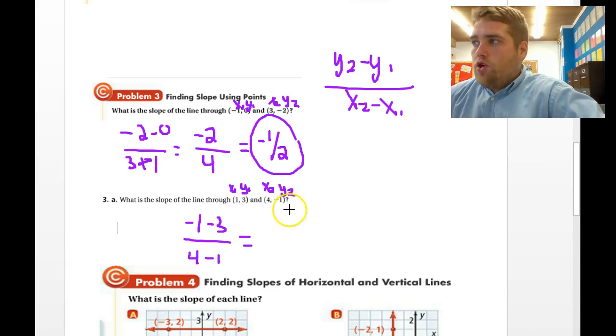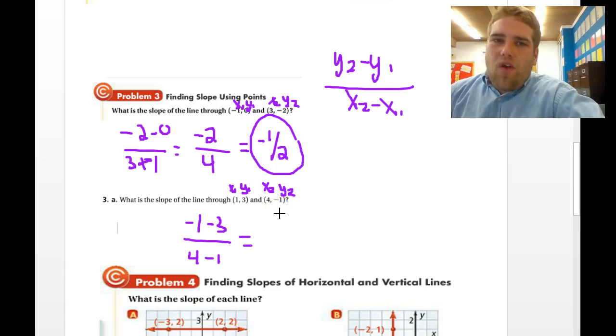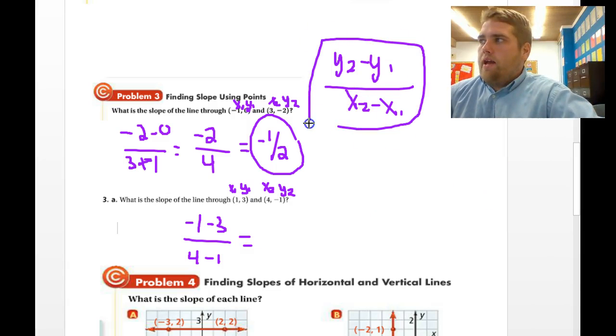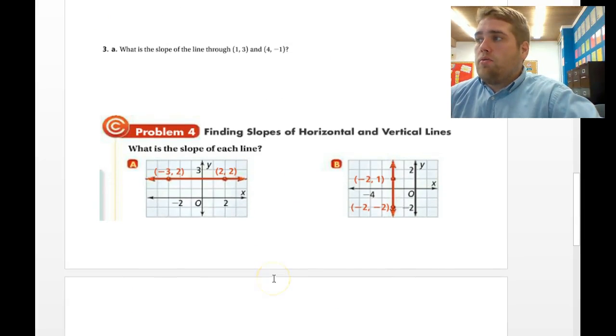Okay, so I took my points because there's no picture. Okay, if you want to get graph paper, graph it, and then count, that's fine. I would just recommend the formula, because it's not that bad. It's just a simple formula that we're plugging into. So 1 minus -3 is -4 over 4 minus 1 is 3. And that's all I do. My slope is -4/3.